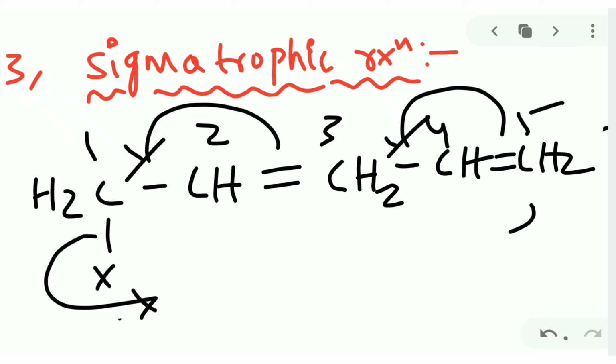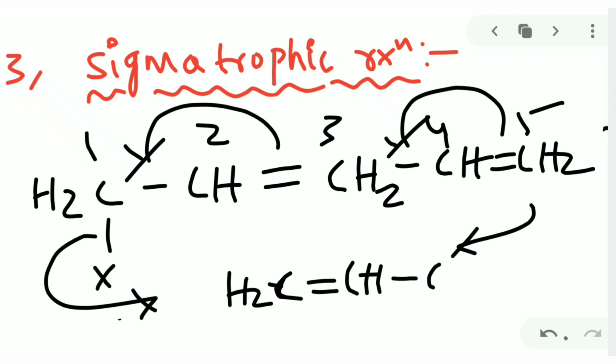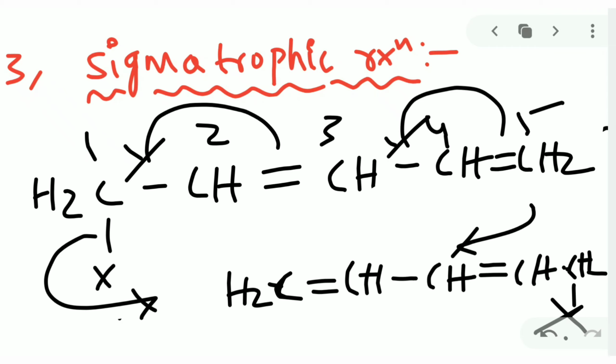So this is going to form CH2, CH2C and a double bond here and CH. And CH2 here, only H is there. CH and double bond CH CH2. Here CH2 and chlorine, X will be formed. So this is a sigmatropic reaction, the second example, a 1,5 shift. The 1,5 shifting of pi electrons changes the sigma bond position.